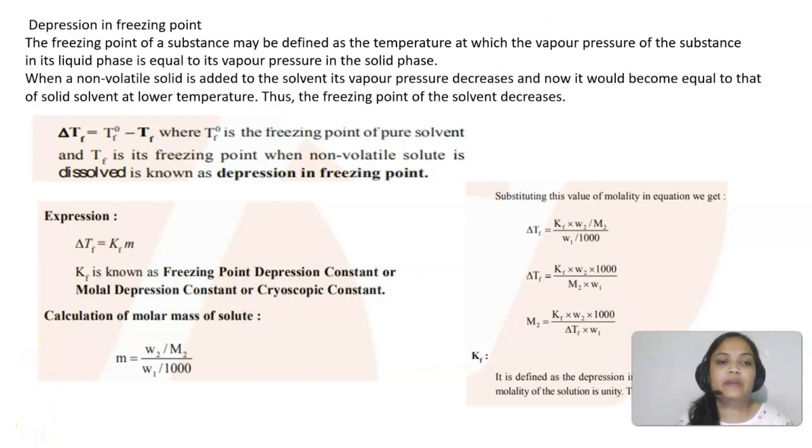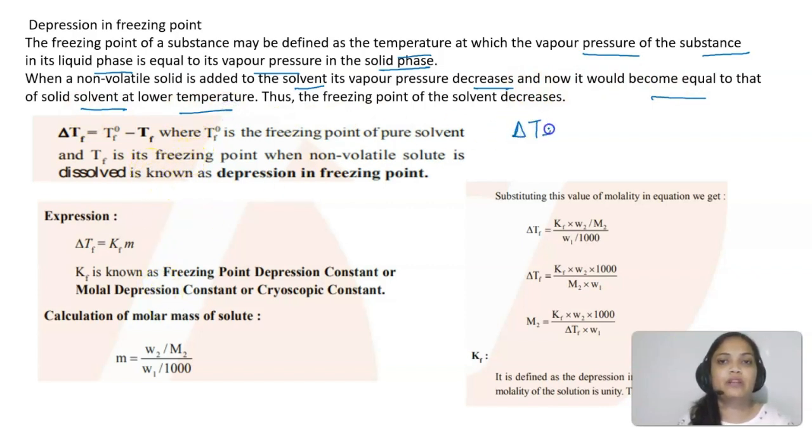Same goes with the depression in freezing point, students. Now freezing point is that temperature at which vapor pressure of the substance in liquid phase is equal to the vapor pressure in solid phase. So whenever we are adding a non-volatile solid to the solvent, its vapor pressure decreases. Now the vapor pressure will decrease, so it would become equal to the solid solvent at a lower temperature. So that's why the freezing point decreases.